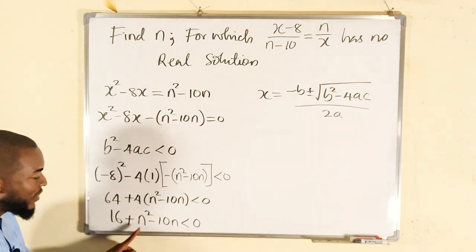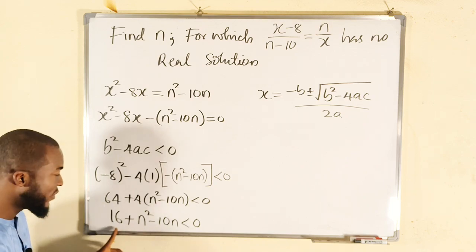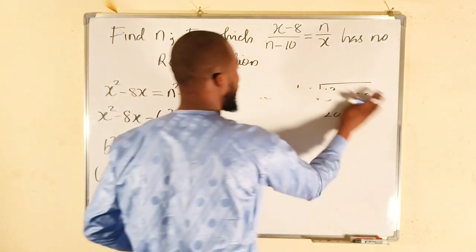All right, I can rearrange this by writing n squared first before 16. So let me do it here.